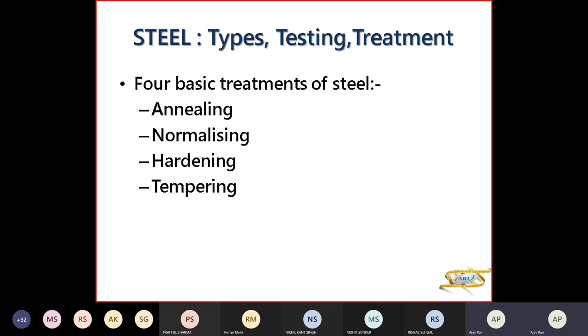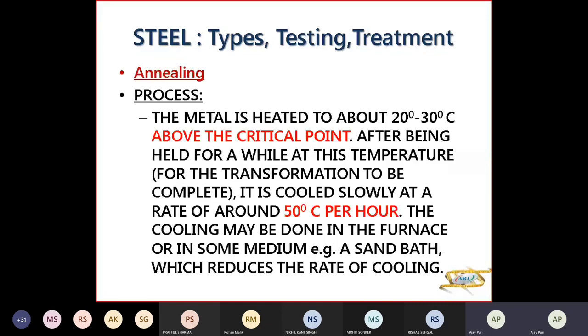So your 4 methods are annealing, normalizing, hardening, and tempering. The first method is annealing. When you are heating 20 to 30 degrees Celsius above your critical temperature, which differs from metal to metal, normally it is around 730 or 740 degrees Celsius. So you are heating to 20 or 30 degrees above that. Suppose it's 750, so you are heating to 770.